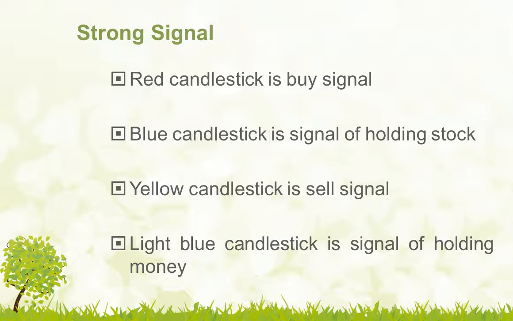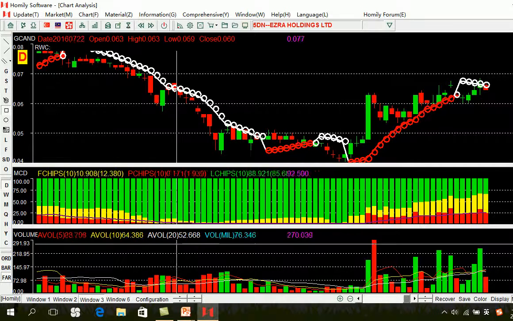So let's see the next one, the strong signal. Later I will show you how to combine these two functions. Strong signal: the red candlestick is the buy signal. The blue candlestick is the signal of holding stock. The yellow candlestick is the sell signal. The light blue candlestick is the signal of holding money. Okay, so let's see this one.